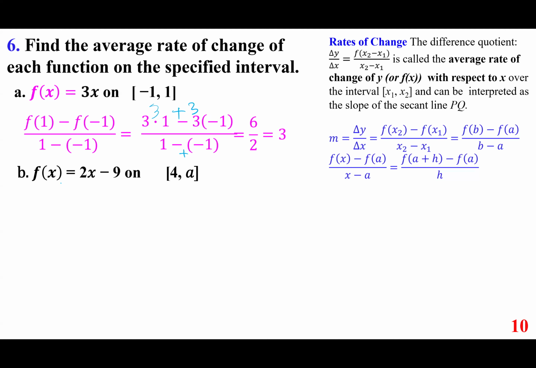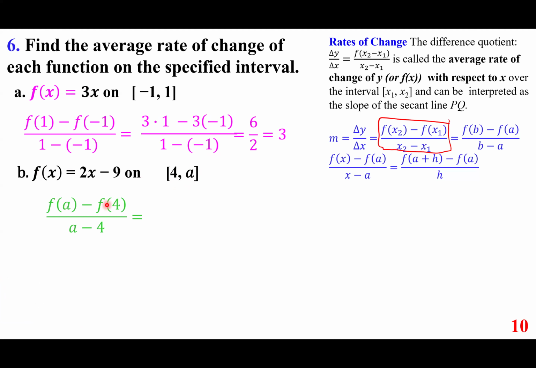What about this function? F of x equals 2x minus 9 on the interval of 4 to a. Again, f of x2 minus f of x1 means f of a minus f of 4 over x2 minus x1, which means a minus 4.